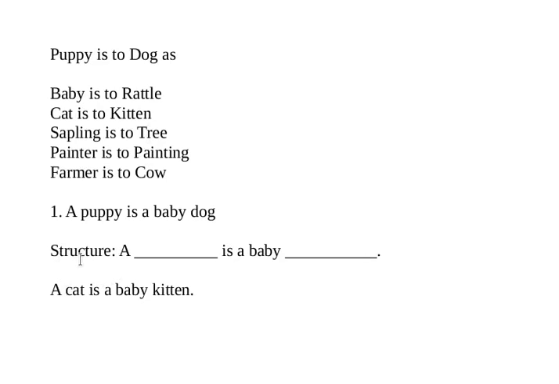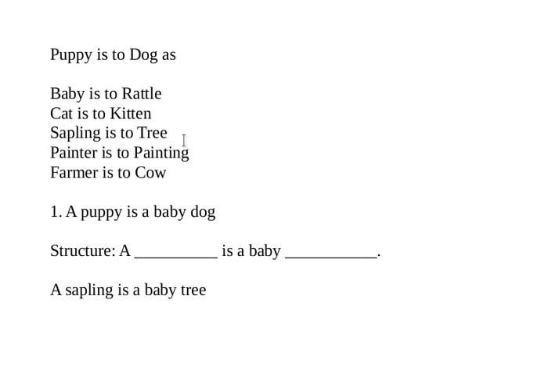Now we're going to do cat to kitten. We're going to put cat in the first blank, kitten in the second blank. A cat is a baby kitten. That's not true. That's backwards. A kitten's a baby cat, but a cat is not a baby kitten. So that one's wrong. It didn't fit perfectly.